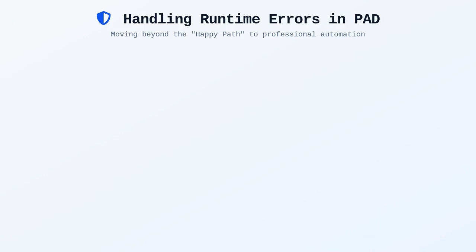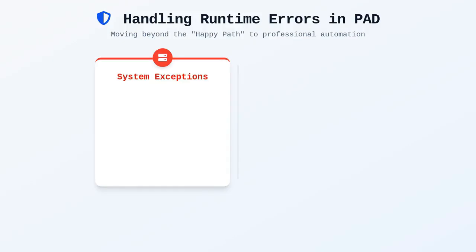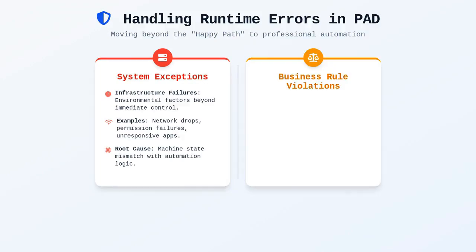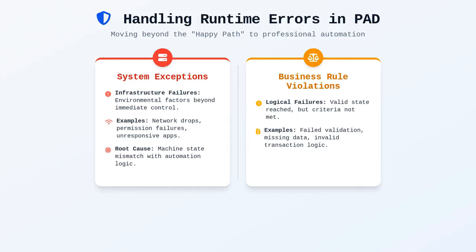They are signals indicating that the state of the machine or the target application no longer matches the assumptions baked into your automation logic. A system exception typically arises from environmental factors beyond your immediate control, such as a localized network drop, a failed file access permission, or an application that simply becomes unresponsive after a heavy data load. In contrast, business rule violations represent a logical failure where the automation reaches a valid state but fails to meet the specific criteria required for a successful transaction.